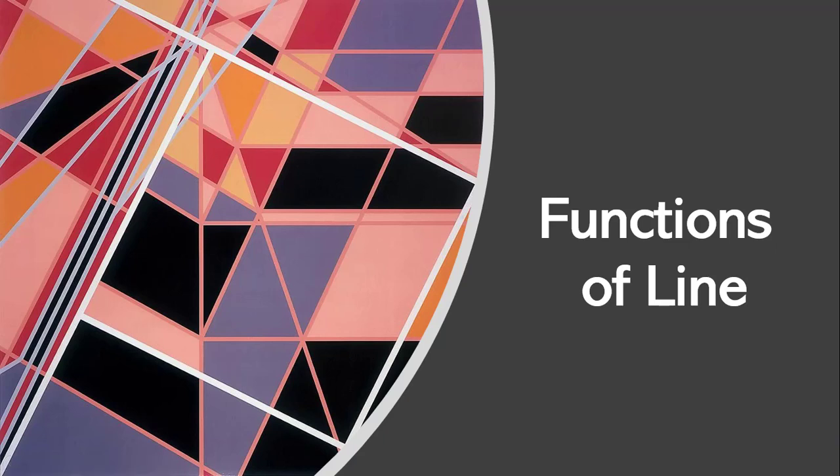Hey, you guys. Well, let's take a few minutes to go over the functions of line. Now, this is different than the types of line. Types of lines are different styles of line that you can use in a work of art. Functions of line are what do they do for us? What are their functions within a particular work of art? And so let's talk about some of those things that line does.